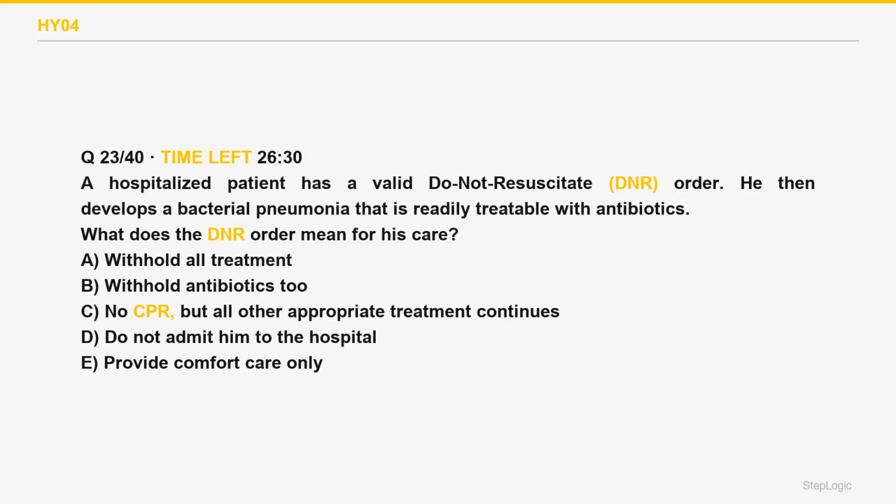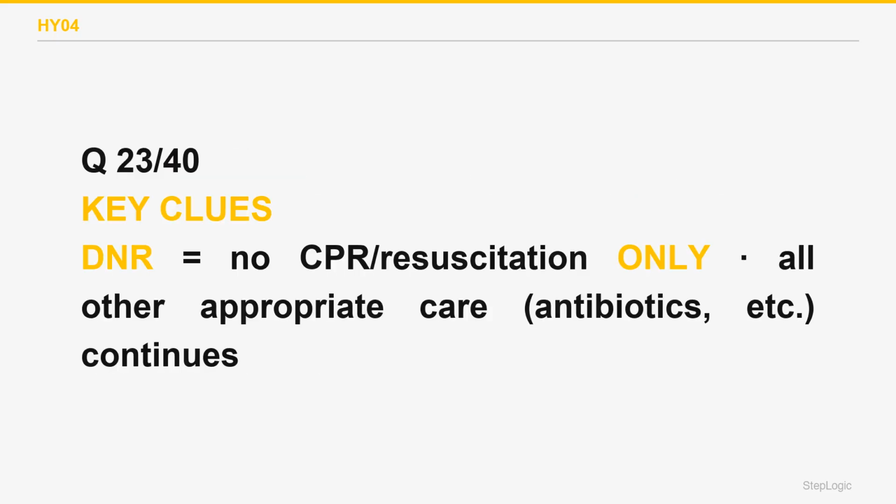What does the DNR order mean for his care? A hospitalized patient has a valid do not resuscitate, DNR, order. He then develops a bacterial pneumonia that is readily treatable with antibiotics. Read the command: what a DNR does and does not cover. It only limits CPR, nothing else.